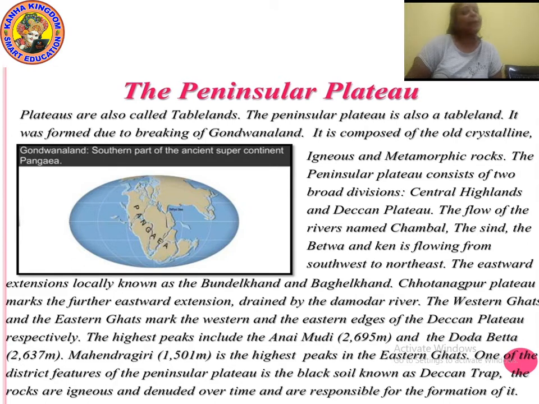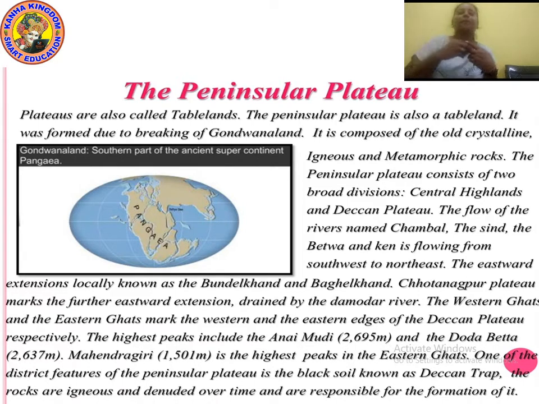Now, continuing with the peninsular plateau. It is also known as the tableland because it is a flat surface area. It was formed due to the breaking of Gondwanaland. It is composed of old crystalline, igneous and metamorphic rocks. The peninsular plateau consists of two broad divisions, the Central Highlands and the Deccan Plateau. So, the peninsular plateau is divided into two parts. What are those? The Central Highlands and the Deccan Plateau.